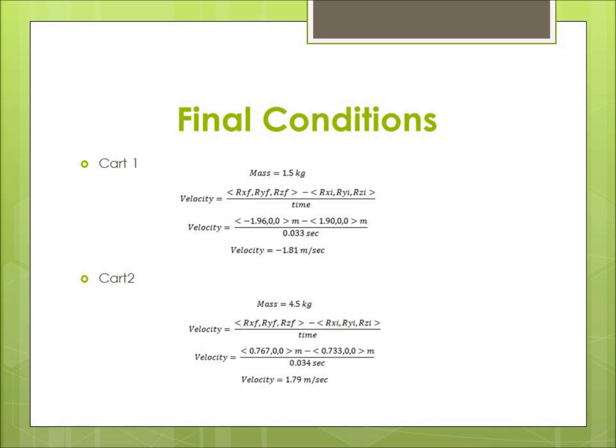For carts 1 and 2, I have calculated the final velocities by picking 2 points of position and dividing them by the time intervals between those 2 points. As you can see, the final velocity for cart 1 is negative 1.81 meters per second, and the final velocity for cart 2 is 1.79 meters per second.